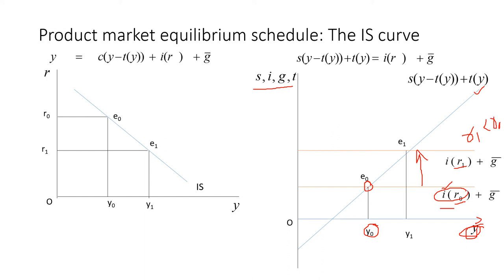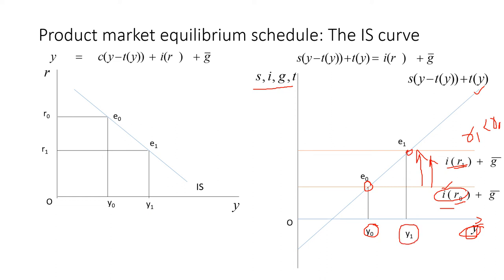If you raise r, you will have a downward shift of the investment curve. But what is true for lowering interest will be true for raising interest as well. So what is happening here? If you lower your rate of interest from R0 to R1, the investment function will shift upward and you will have a new equilibrium at E1 and Y1 as your equilibrium income.